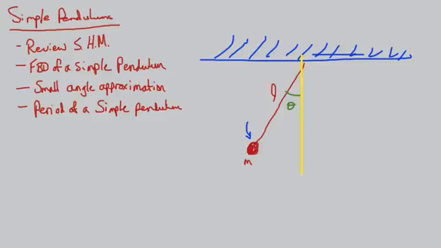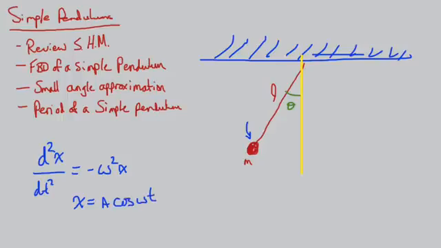Before we discuss that too much, I want to do the quick review of simple harmonic motion. Remember, simple harmonic motion was a situation where we have the second time derivative of something's position, d squared x over dt squared, equal to negative the angular frequency squared times its actual position. And this lends us to a solution. One of the possible solutions of this is where x of t equals A cosine omega t.